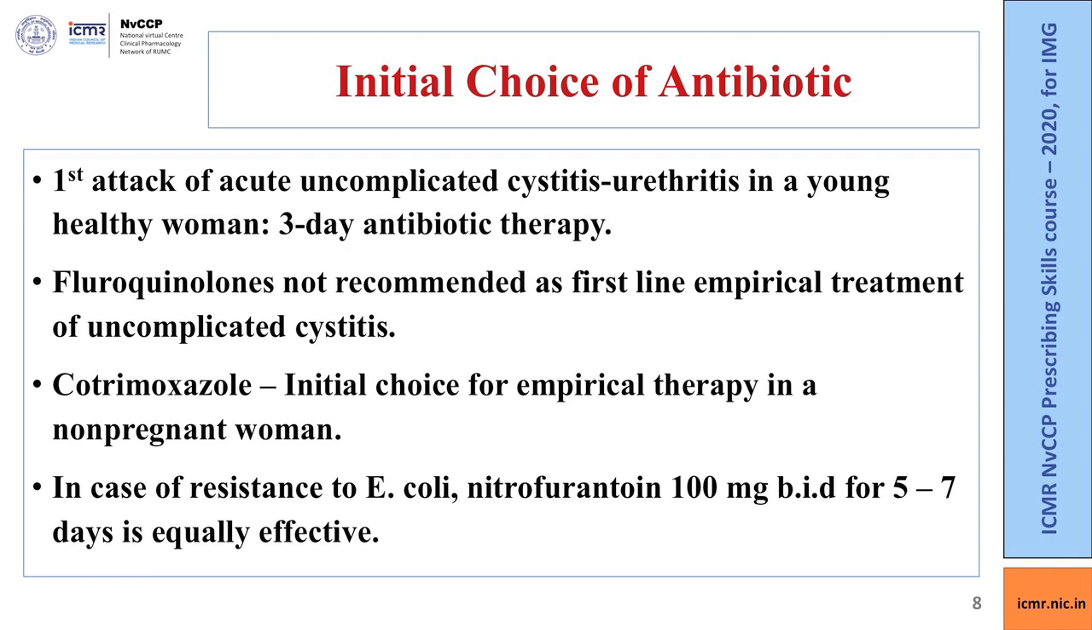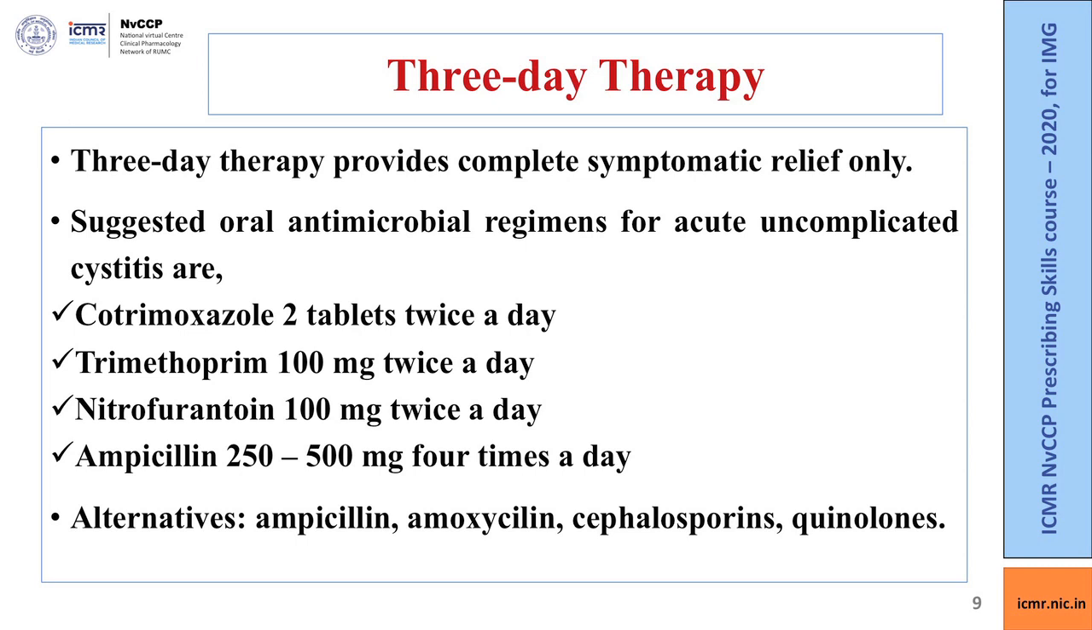Cotrimoxazole is perhaps the best initial choice for the empirical therapy in a non-pregnant woman. It is cost effective and relatively safe. In case you encountered resistance to E. coli, nitrofurantoin 100 mg BID for 5 to 7 days is equally effective. It is important to know that a 3-day therapy provides complete symptomatic relief but may not achieve 100% bacteriological cure. You may extend the therapy to 7 to 14 days, which has a high clinical and bacteriological cure rate.